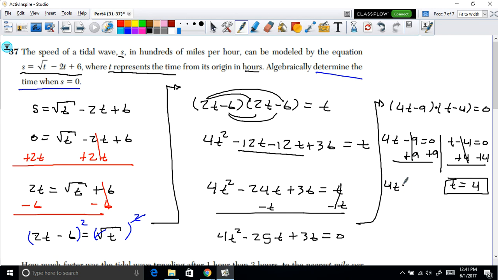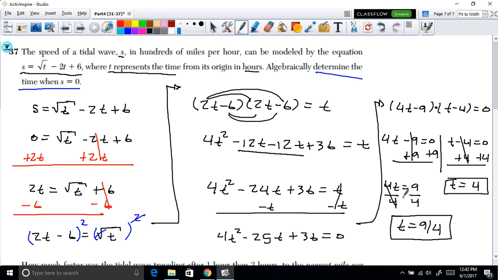Cancel. So we have 4t equal to 9, and we got that t is equal to 9 over 4. So here we got two answers: t equals 4 and t equals 9 over 4.